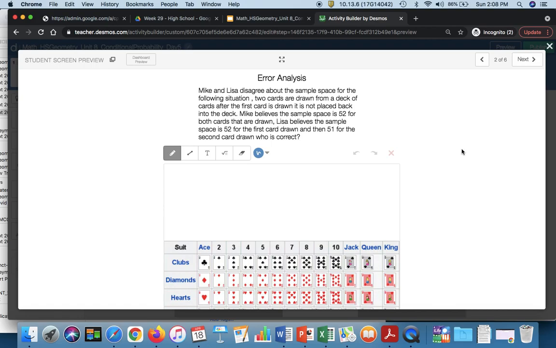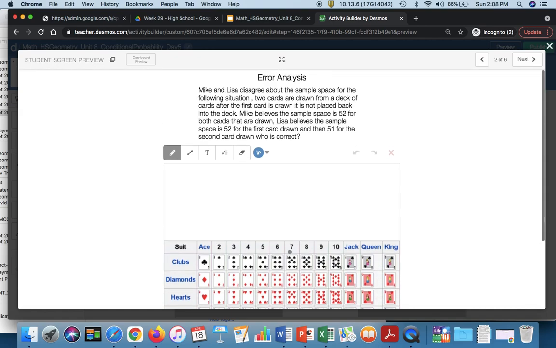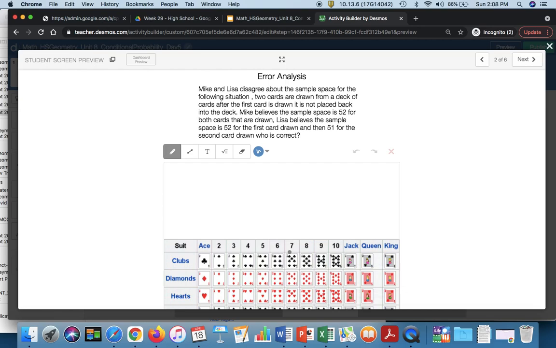Who is correct? So here we have a sketch activity where students can possibly look at the outcomes and think about what happens if we're taking a card and not placing it back with respect to the sample space for that second event that's occurring there, right? And I feel like this is a great question that could provoke discourse in the class.